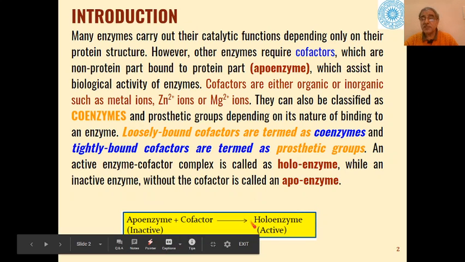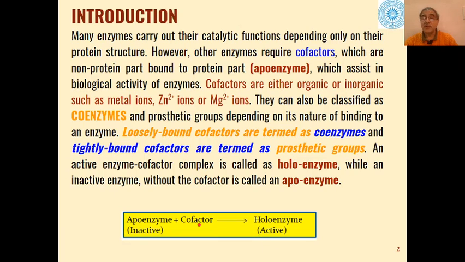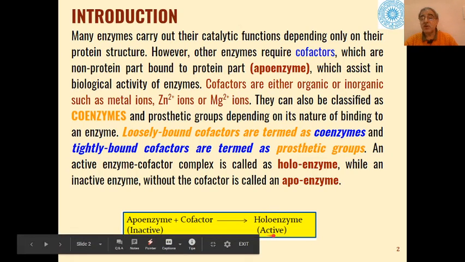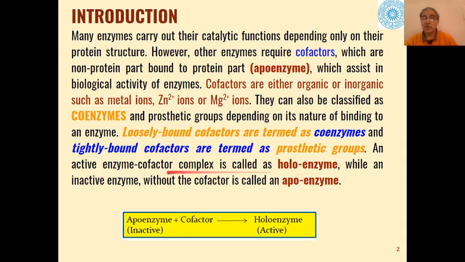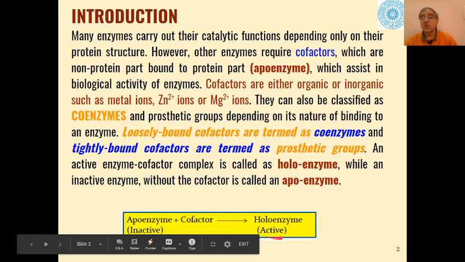when an inactive enzyme is attached to a cofactor, then this is called an active enzyme, and this is called a holoenzyme. So an active enzyme-cofactor complex is called a holoenzyme, whereas an inactive enzyme without a cofactor is called an apoenzyme. So this is how these coenzymes can be classified.